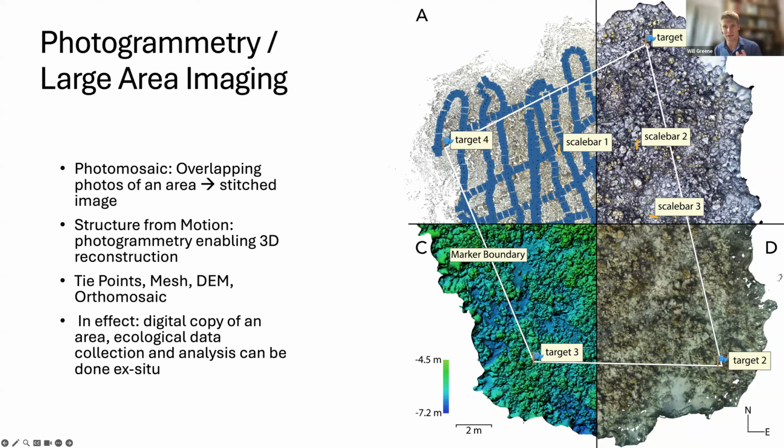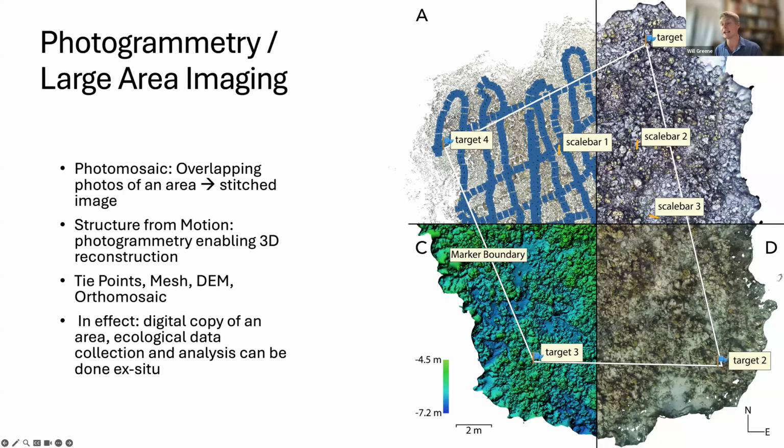There's a whole bunch of different little elements of the photogrammetry or large area imaging process, and that's what I have a figure of here. The first part in the traditional photogrammetry process is tie points and camera positions, which you see in panel A. The second thing is actually building a reconstructed 3-dimensional surface, in this case a mesh model. That's what you see in panel B.